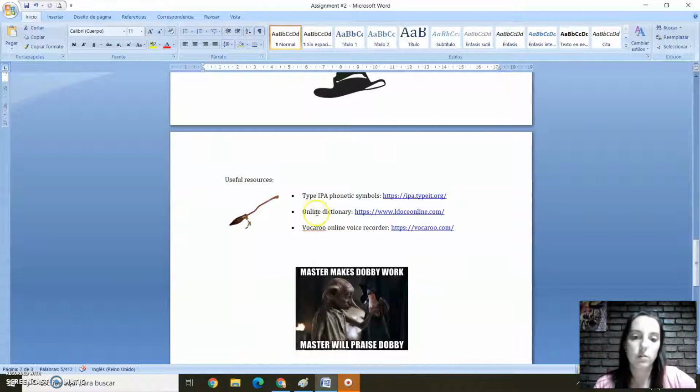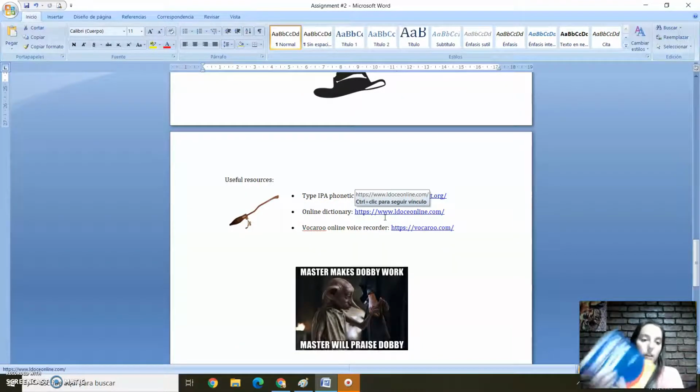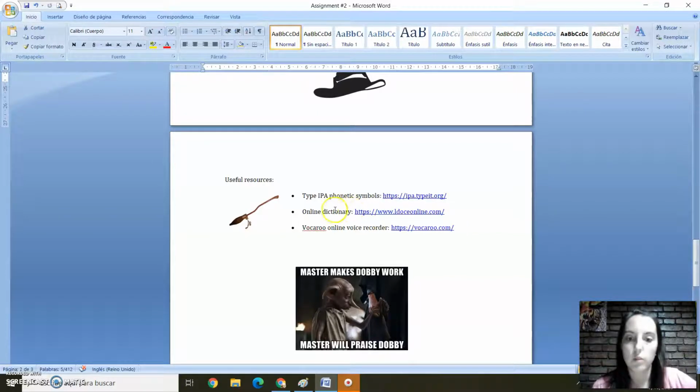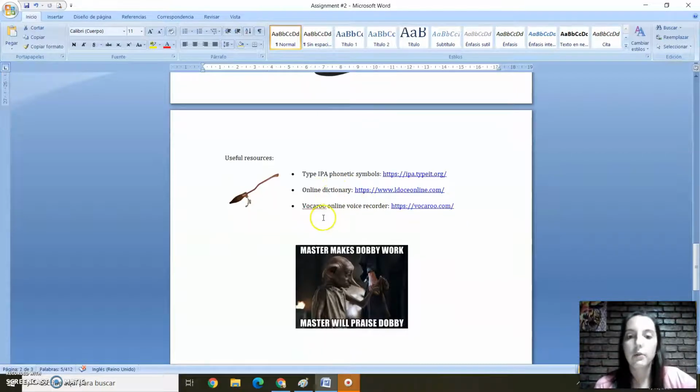Other useful resource, of course, the online dictionary. If you have the printed one, the one I always have here, the better, because you know that they have more details, but no problem with using the online one. And then finally, Vocaroo online voice recorder.